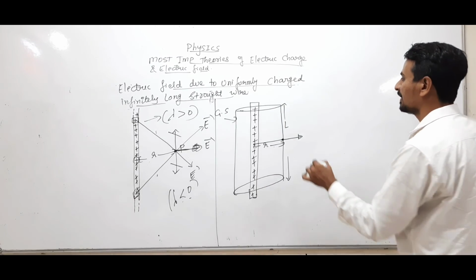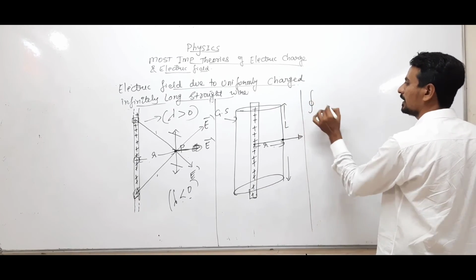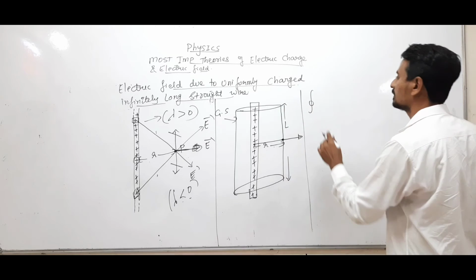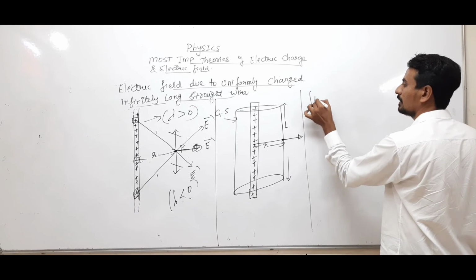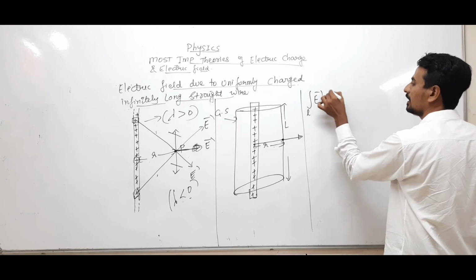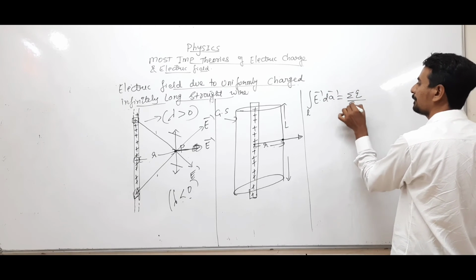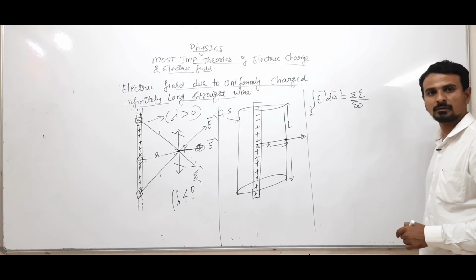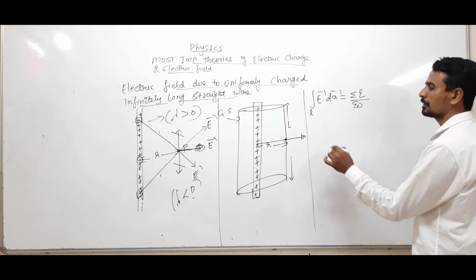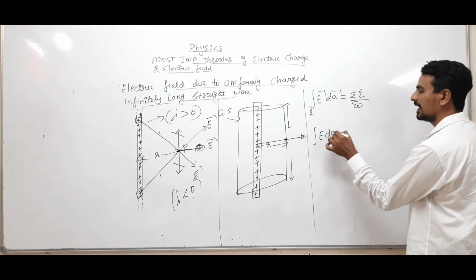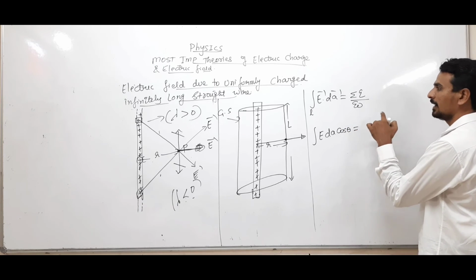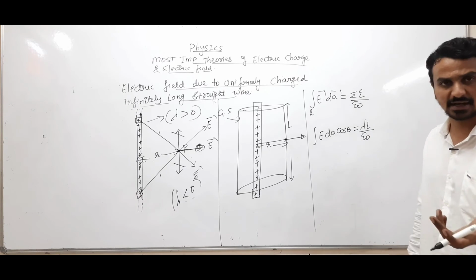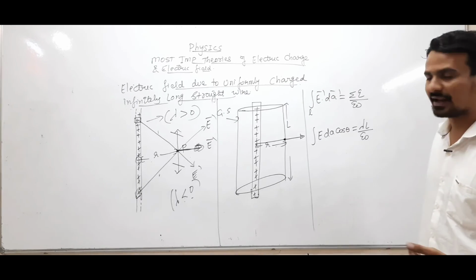As per Gauss theorem, closed integration E dot dA, but since we are dealing with a wire, line integration E dot dA is equal to sigma q by epsilon naught. Integration E dA cos theta equals q by epsilon naught. q can be written as lambda L, as lambda is linear charge density, which is q by L. So q will be lambda into L.